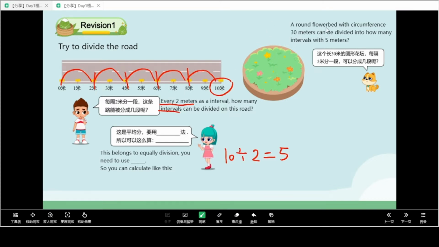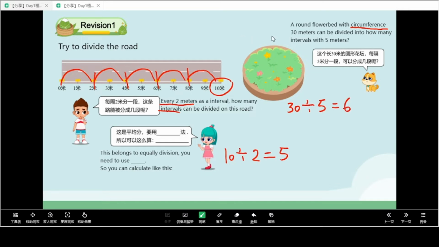There is a round flower bed with a circumference. What do we mean by circumference? Circumference means perimeter. It means the length around a round object. The circumference of the flower bed is 30 meters and it can be divided into how many intervals of 5 meters? How can we write the calculation? It is 30 divided by 5 equals 6.